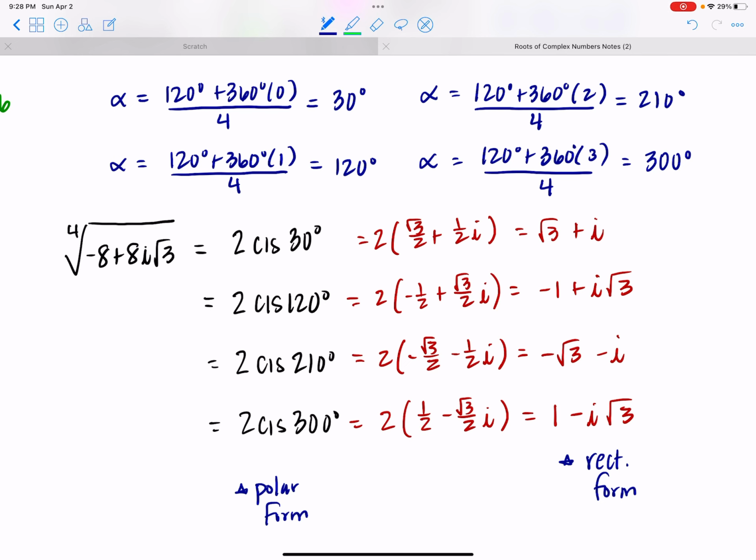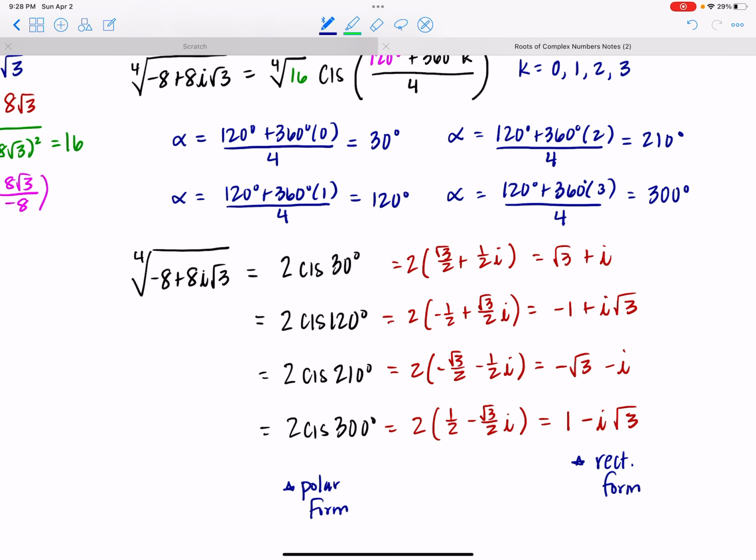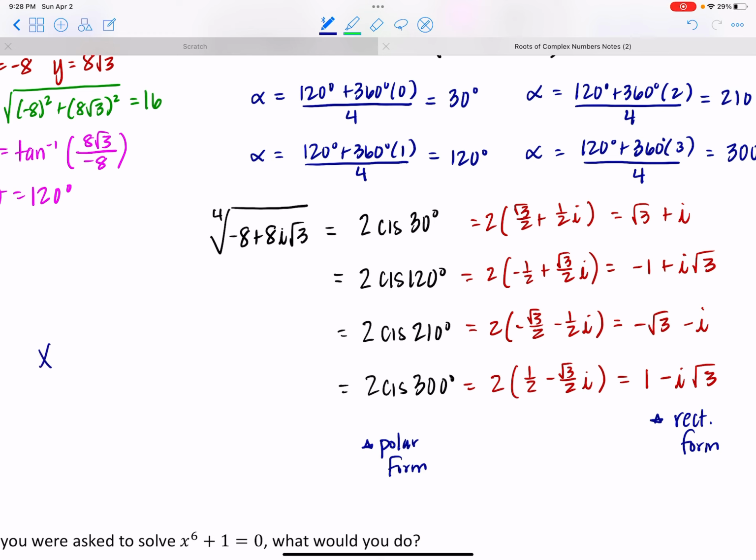Okay, so if I asked you for all the fourth roots of this complex number, there they are. That would be like, imagine the equation: if I said solve x to the fourth equals negative 8 plus 8i radical 3, then you would be looking for all fourth roots of that complex number to get your solutions for x.